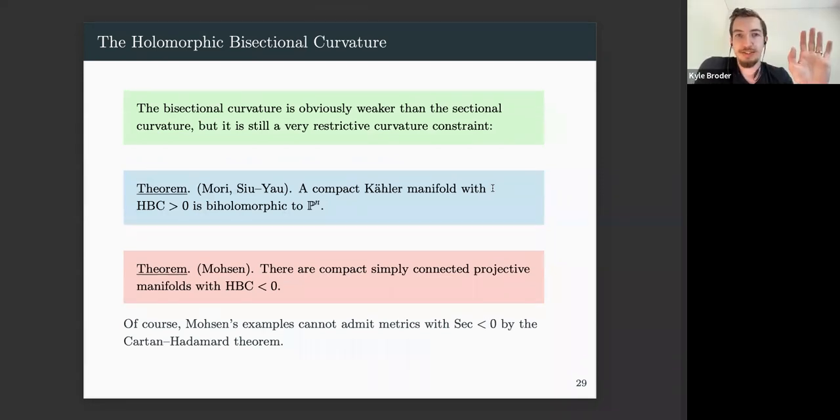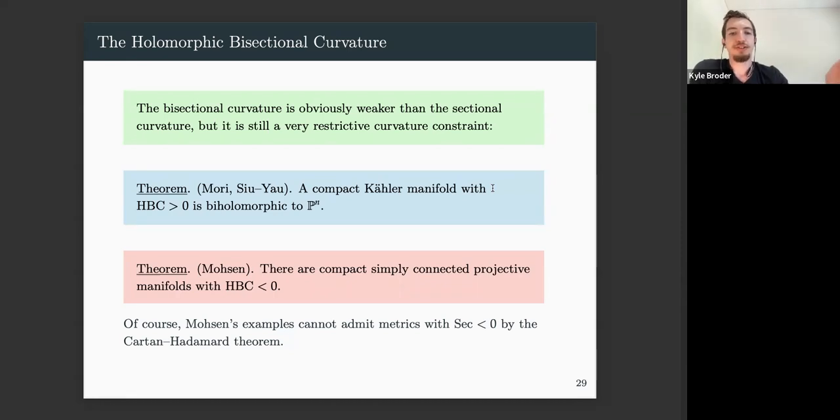But in the Kähler case, since the bisectional curvature is a sum of two sectional curvatures, the bisectional curvature is obviously weaker. But from the complex analytic viewpoint, it is the most restrictive of curvature constraints, aside from the sectional. For instance, in the positive case, we have this theorem of Mori and Siu-Yau, which says that a compact Kähler manifold which admits a Kähler metric of positive holomorphic bisectional curvature has to be biholomorphic to Pn.